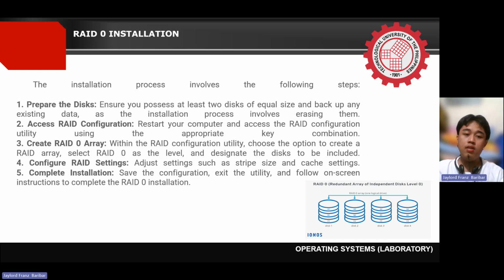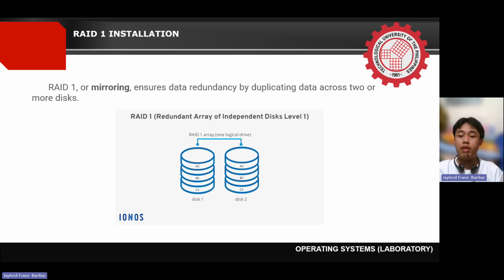Now, moving on to the next common RAID level, which is RAID 1. RAID 1, also known as mirroring, is all about keeping your data safe. It works by creating an exact copy of your data across two or more disks. So if one disk fails, you've still got a backup on the other one. It is like having a twin for every piece of data, ensuring that you won't lose anything even if one disk decides to call it quits.